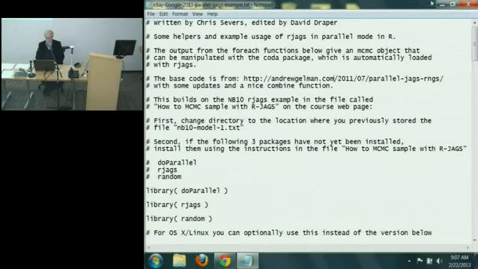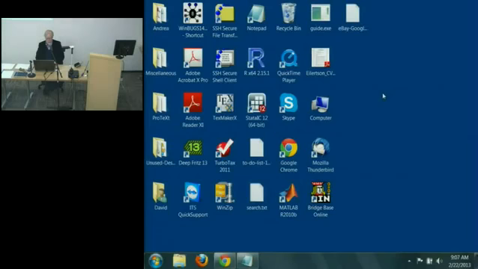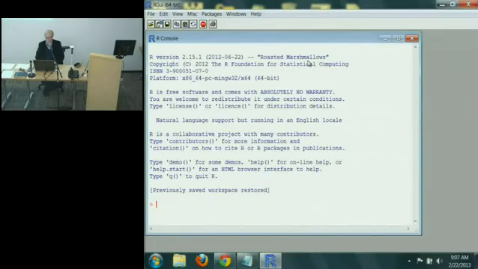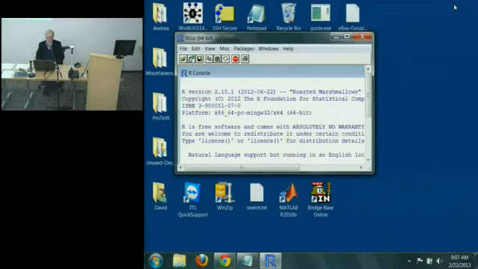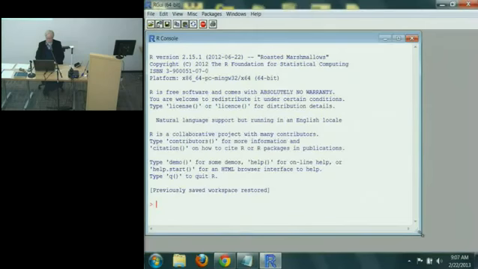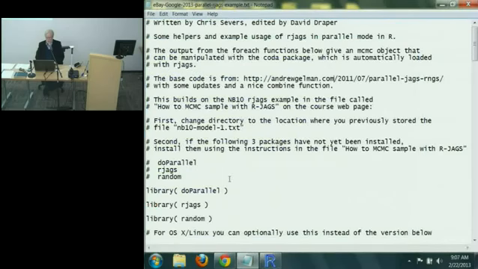So I'm going to need to start an R session. And the first thing I'm going to do, let's see if that's as big as it can get. Like the instructions here say, the first thing I'm going to do is to change directory to the location where I have previously stored the model file. Remember, that was the first step in the previous story. What I'm doing now is to build upon the NB10 RJAGS example in that file I showed you last week called How to MCMC Sample with RJAGS that's on the course webpage.